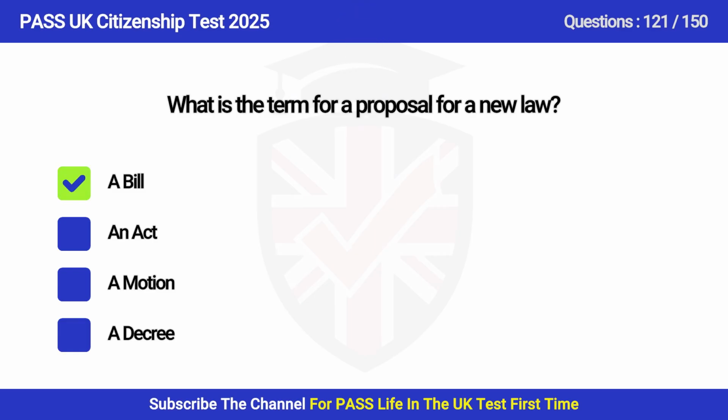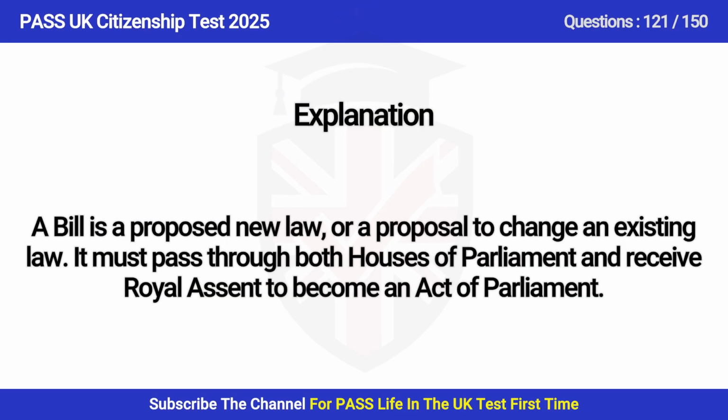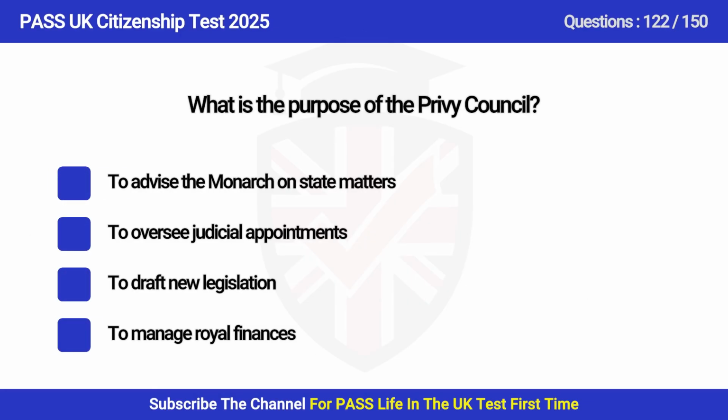Answer is A, bill. A bill is a proposed new law, or a proposal to change an existing law. It must pass through both Houses of Parliament and receive royal assent to become an Act of Parliament. Question 122. What is the purpose of the Privy Council?